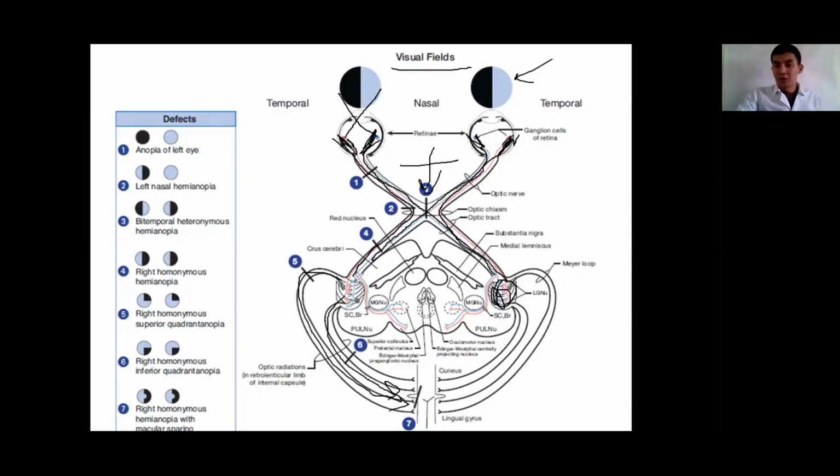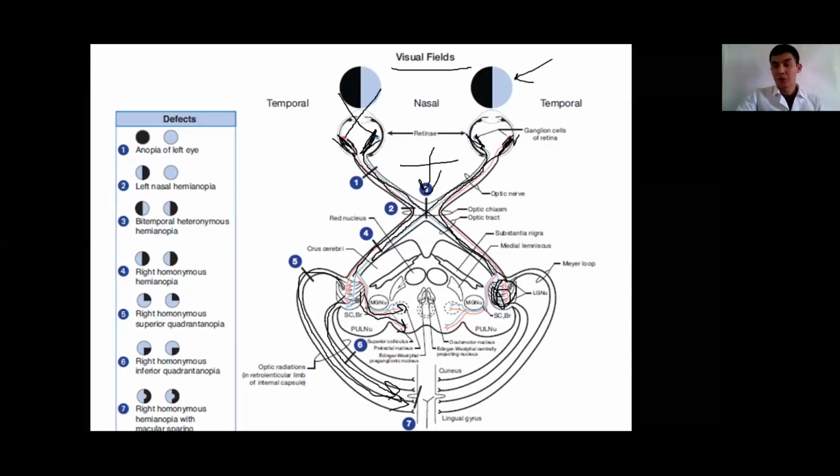Some other fibers from the lateral geniculate body will extend toward the superior colliculi. As you remember, the superior colliculi are a part of the midbrain, part of the corpora quadrigemina, responsible for visual reflexes, so this region is responsible for the gaze reflex. Other fibers will extend toward the pretectal nuclei of the midbrain, and this region is responsible for the light reflex.